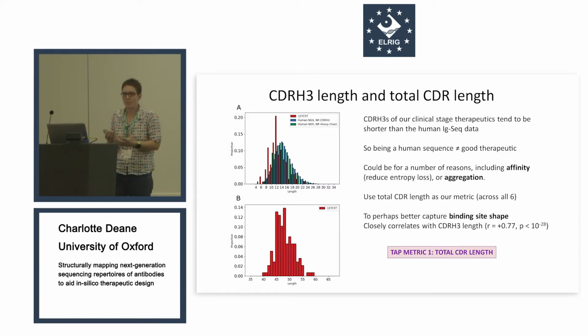And I don't think that's a massive surprise to anyone. It could be for a number of reasons. It could be reducing entropy loss, because obviously if you have a shorter set of loops, that's that. Or it could be something that's helping to prevent aggregation. But I don't need to know why. I just need to know that's the distribution you tend to see. So if you have H3s that are much longer than this, you're probably going to struggle to be a therapeutic. We actually chose to use the complete length of all of the CDRs.